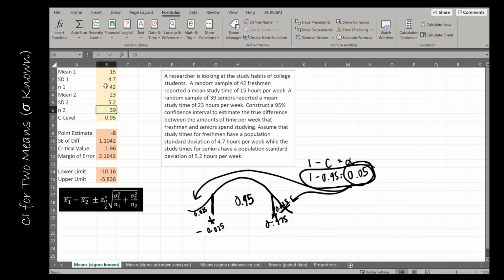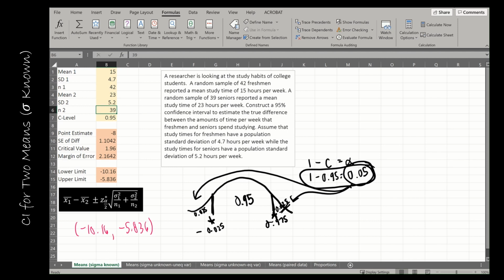Once you have everything set, all you have to do is input the values, and then you have to understand what you found. So don't just say, here's my confidence interval. What does this mean? Essentially what we have found is the confidence interval goes from negative 10.16 to negative 5.836.